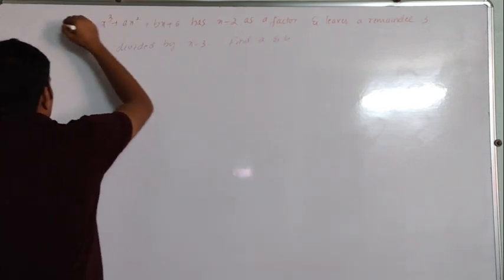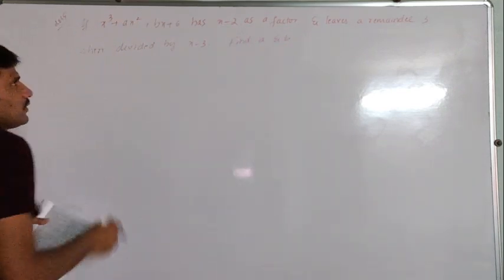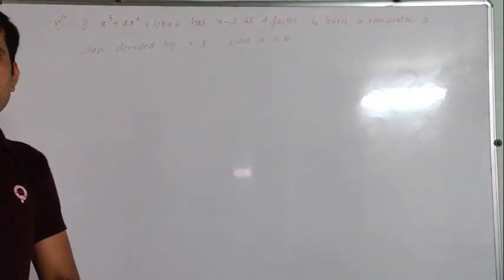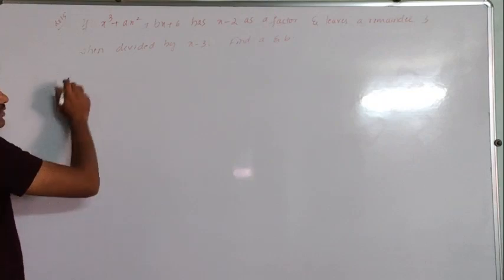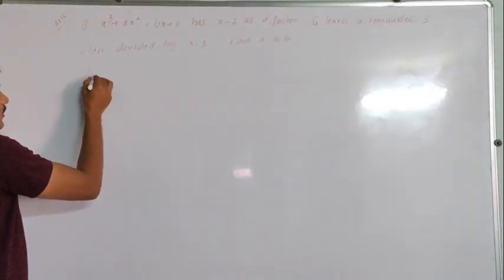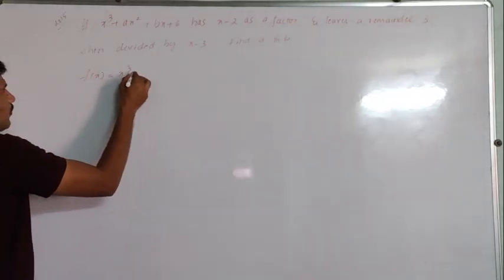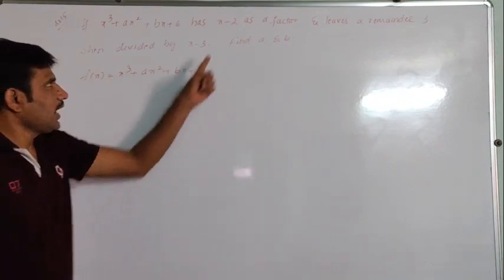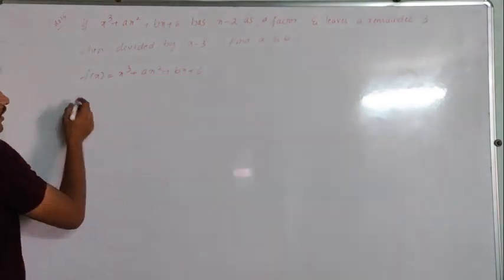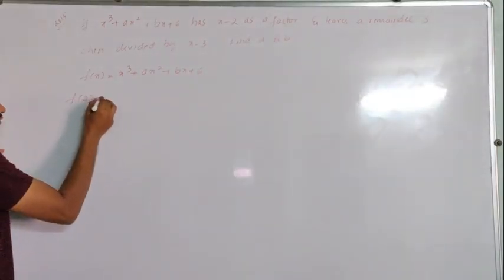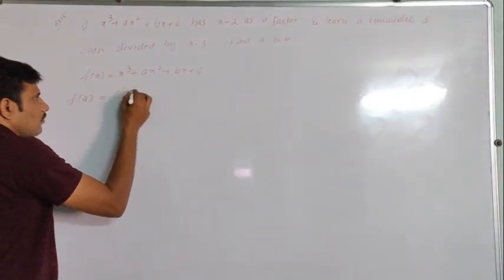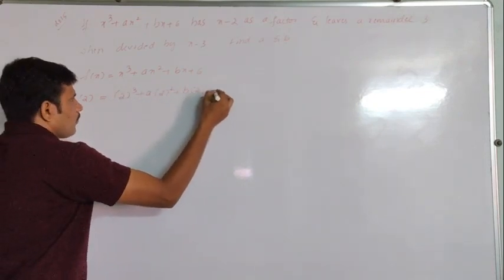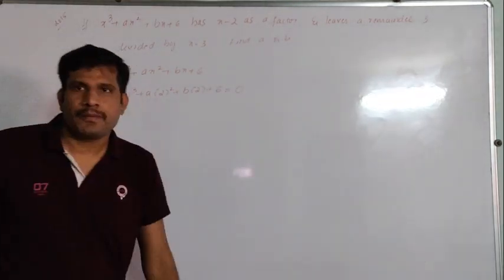So this is a 2015 problem. This is a very similar problem. Already we have solved a similar problem. See, what is f of x? f of x is x cube plus ax square plus bx plus 6. It has x minus 2 as a factor. x minus 2 is a factor means f of 2 will be 0. So that is 2 cube plus a into 2 square plus b into 2 plus 6. This is 0. Is it clear?